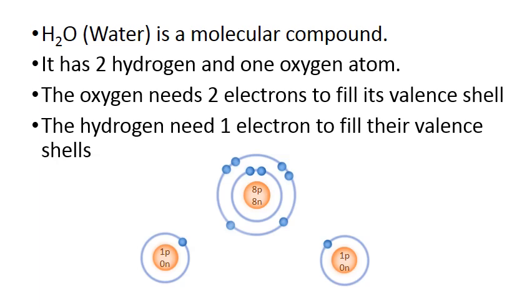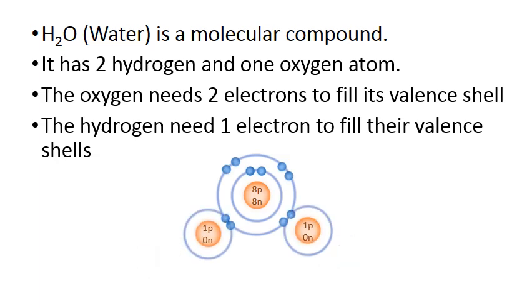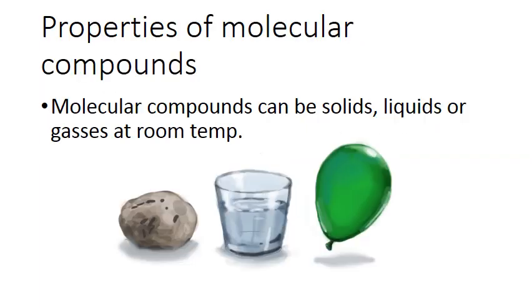So to fill up the valence shells of the hydrogen and the oxygen, they link up and share electrons. So the 2 unpaired electrons that oxygen had are now shared with the hydrogen atoms. So the hydrogens now have 2, oxygen now has 8 in its shell, and everybody's happy.